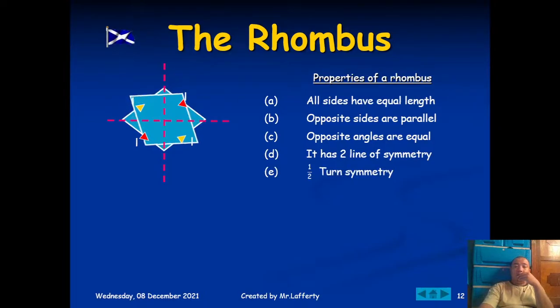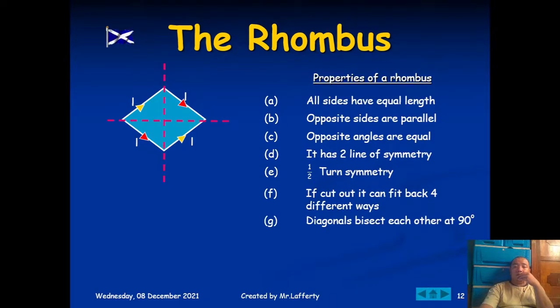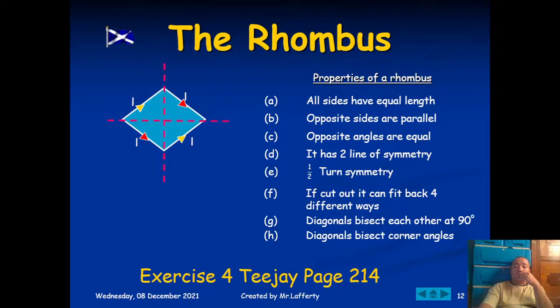One-half turn symmetry. If cut out, it can fit back 4 different ways. Diagonals bisect each other at 90 degrees. In short, perpendicular yung diagonals niya, but not congruent. Diagonals bisect corner angles.